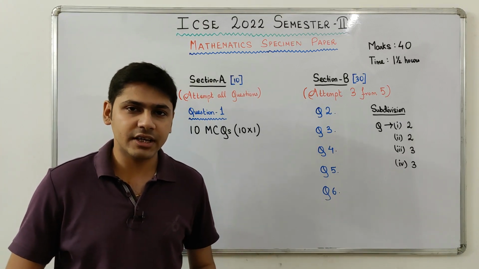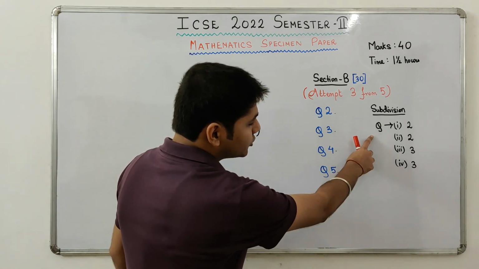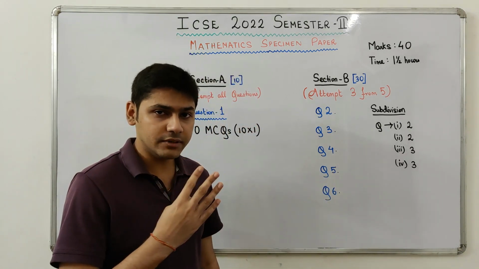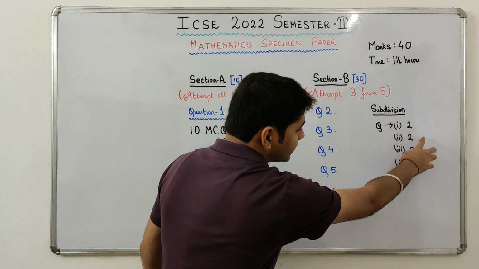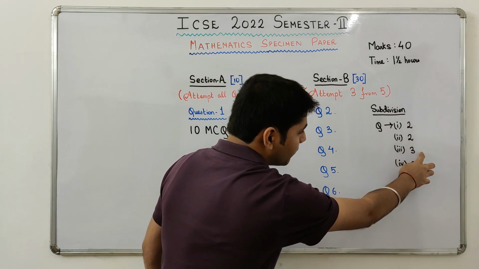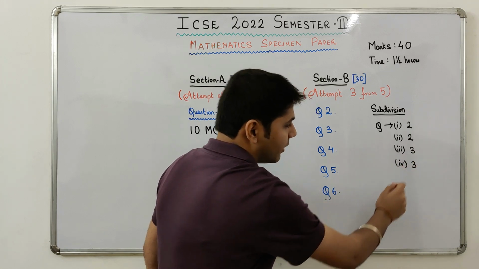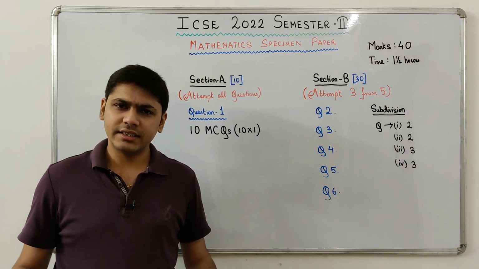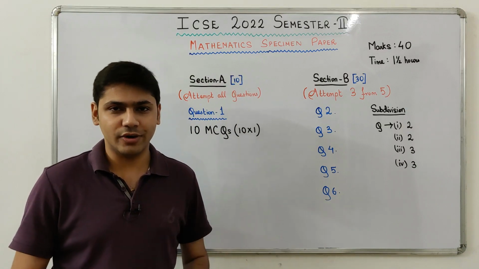And what is the subdivision? Guys, each question will have 4 sums of 2 marks, 2 marks, 3 marks and 3 marks. So 2 plus 2 is 4, 4 plus 3 is 7, 7 plus 3 is 10 marks. Simple enough to understand, and I hope you have understood it.